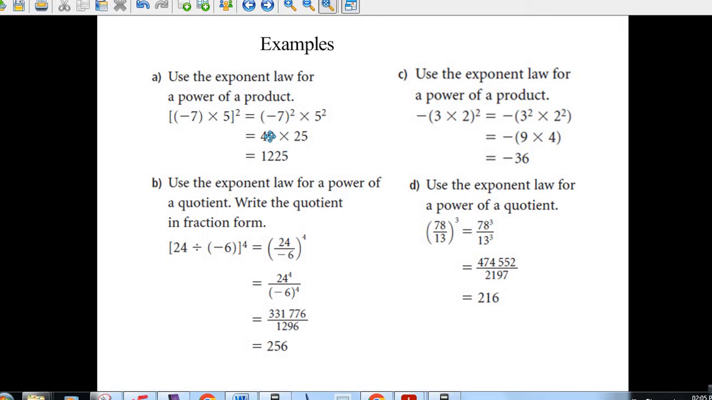Well, negative 7 times negative 7 is 49. 5 times 5 is 25, and you might want to use your calculator to get 1225. Let's look at B, the next one.